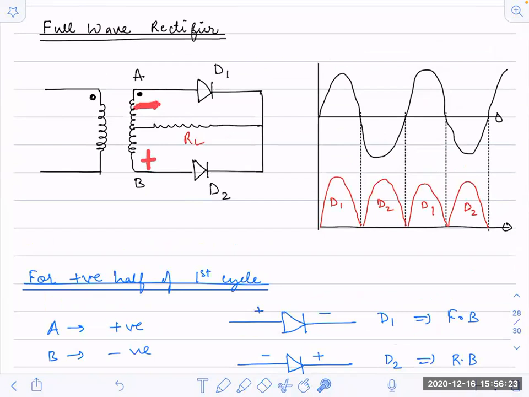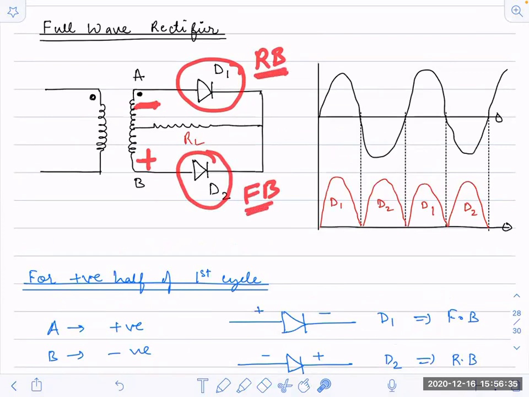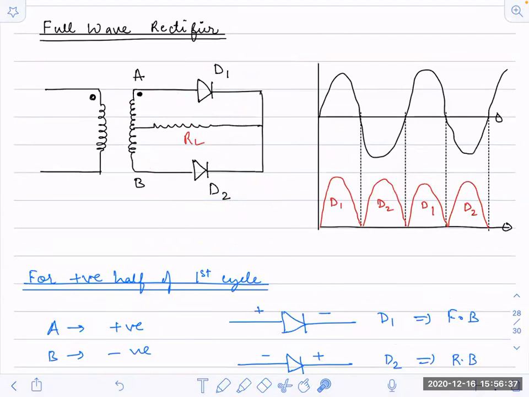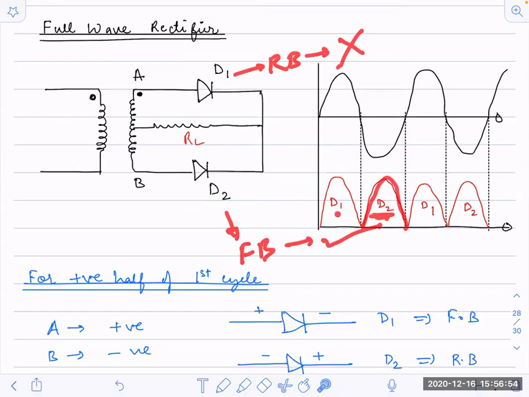When this has become negative and this has become positive, this diode now operates under reverse bias. This diode operates under forward bias. So if it is operating under reverse bias, the current is not present. If it is operating under forward bias, current will be there. So that's why I'm getting this value, because of D2. Because of D1, I'm not getting anything in the full wave rectifier.